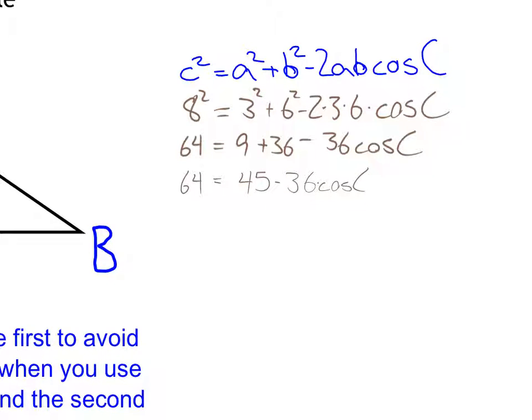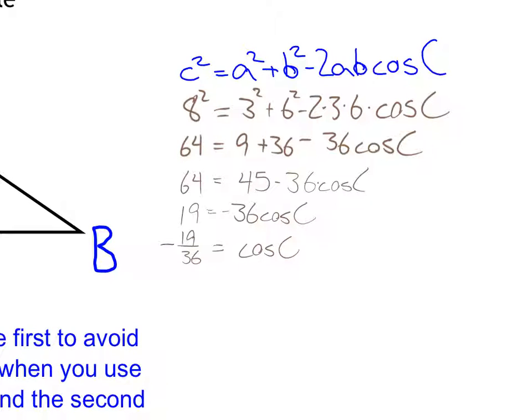So you've got to get the cosine by itself. We're going to subtract the 45, so we get 19 equals a negative 36 cosine C. And then we're going to divide by the negative 36. So cosine of C is a negative 19/36. Okay? That right there is one of the most common mistakes students will make with the law of cosines. Okay? The nice thing is you typically end up getting an error. So it should signal, alright, I did something wrong here.